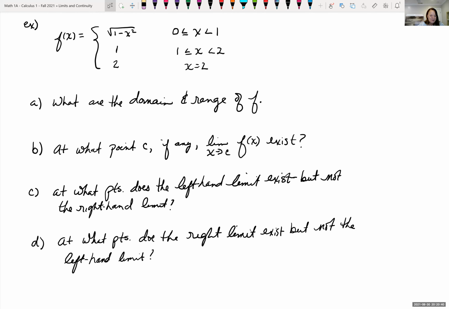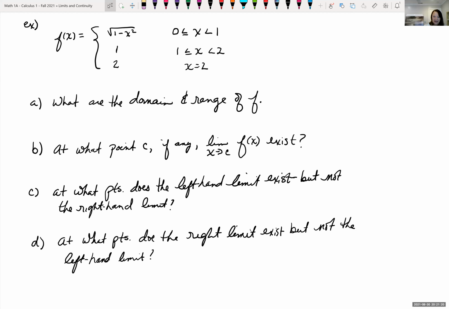Okay, so now we have another example of looking at a piecewise function. We have three separate equations, and it depends on the value of x. So for the first equation, we have the square root of 1 minus x squared all underneath the radical. And that's for values of x where x is greater than or equal to 0, but less than 1. Our second equation of f of x is 1. And those are for values of x when x is greater than or equal to 1, but strictly less than 2. And then the third equation is x equals 2 when x equals 2.